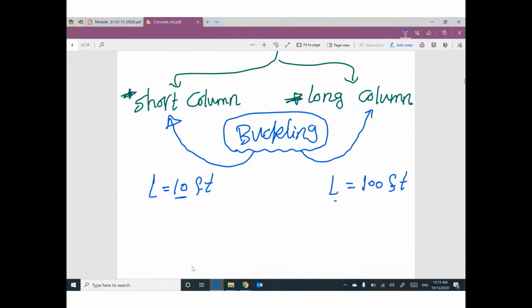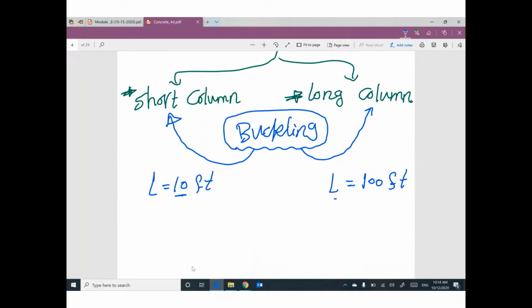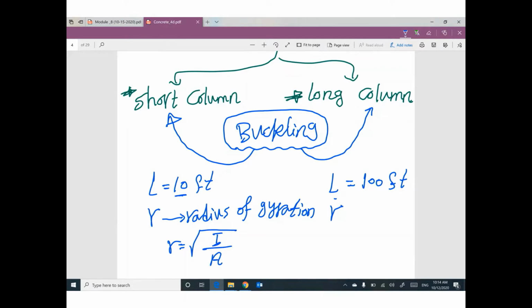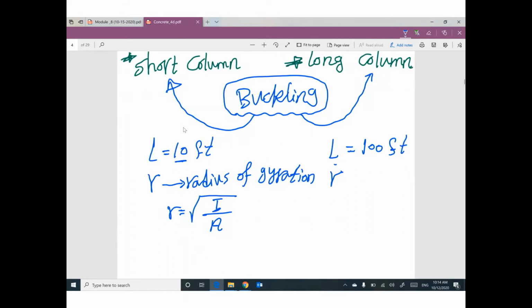You have to consider something else, which is called r. I believe you learned a little bit about r before in engineering mechanics probably, or strength of materials. r is called radius of gyration. r equals square root of I, moment of inertia, divided by area. So please don't think like this: short columns mean short, long columns mean long.